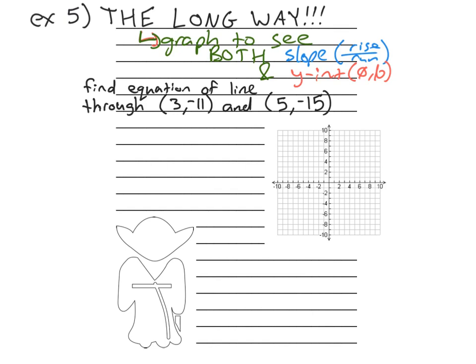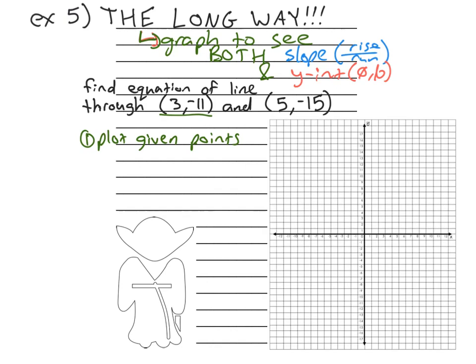So first thing first, we're going to plot the points. So step 1, plot the given points. Those are 3, -11, and 5, -15. Let me go ahead and put those on here. All right, so there's a better graph we can now use. So let me plot those points, like I said. So 3, -11 should be right about here. And the next point we were given was 5, -15. So 5, -15 will be right about there, it looks like.